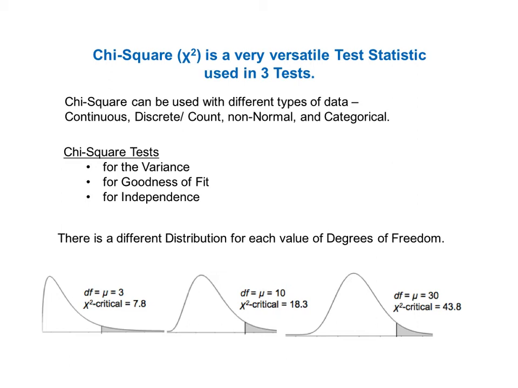Whereas the F test compares two sample variances and is analogous to the two-sample t-test, the chi-square test for the variance compares a sample variance to a specified variance. As such, it is analogous to the one-sample t-test.